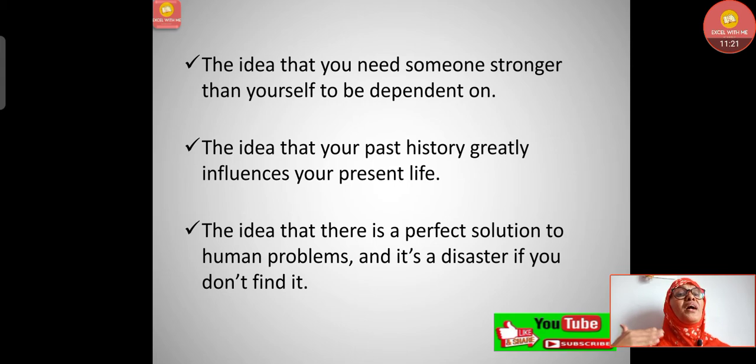The idea that your past history greatly influences your present life. Past is past, we should move on to the present. But no, people tend to stick to past things which will affect their future. And the next assumption is the idea that there is a perfect solution to human problems and it's a disaster if you don't find it. That means you will feel that a perfect solution will be there, and if it is not there, you will go into disaster. We should find an alternative solution rather than sticking to one solution. This is the assumption people have, that a perfect solution will be there, and if it is not there, it's a big disaster.